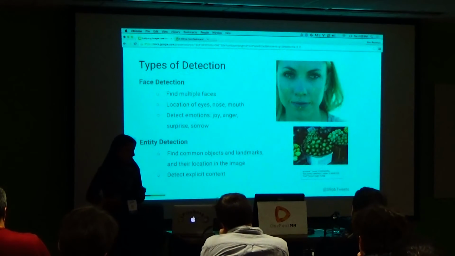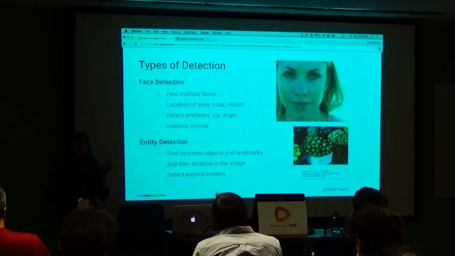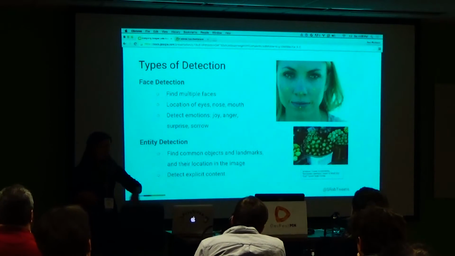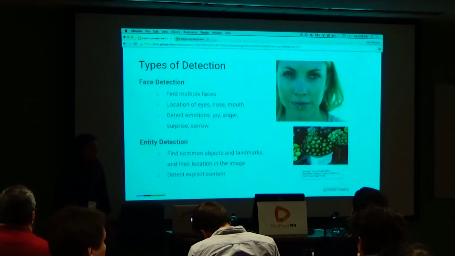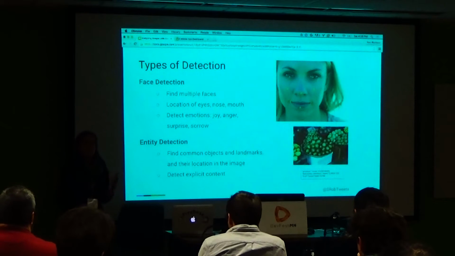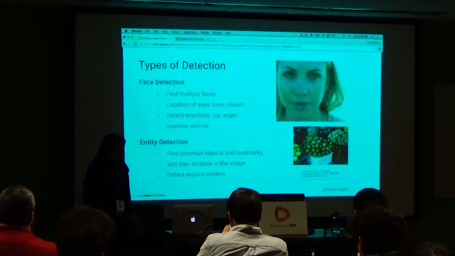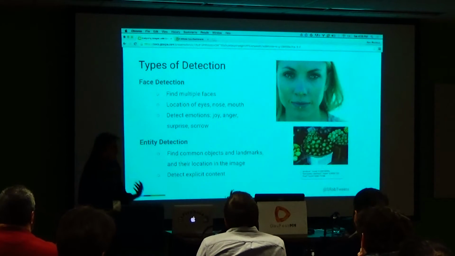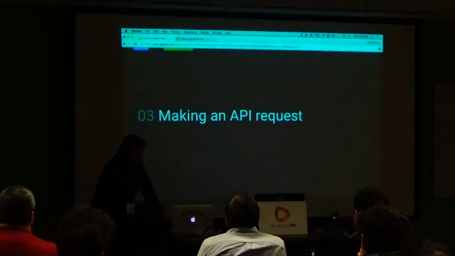Yeah, so just diving a little more in depth, as I mentioned before, it can find multiple faces in an image, returns the points for each of these facial features, as you can see here. So location of eyes, nose, and mouth. It can detect a bunch of different emotions, and it can also find common objects and landmarks and their location in the image, which is pretty cool. And then, as I mentioned, it can detect explicit content.